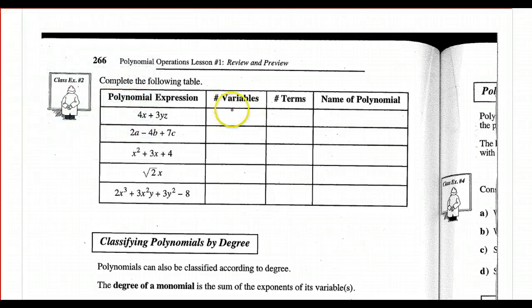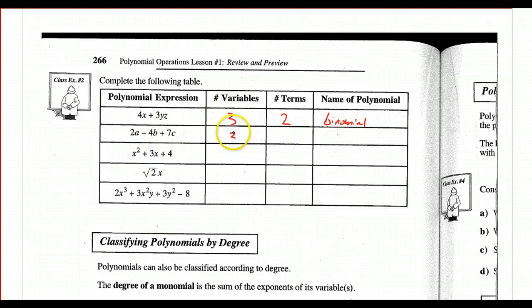I have to identify the number of variables, the number of terms, and the name of the polynomial. Okay, so here I'm just going to jump right into this. This is called a binomial, because it has two terms and it has three variables, x, y, and z.